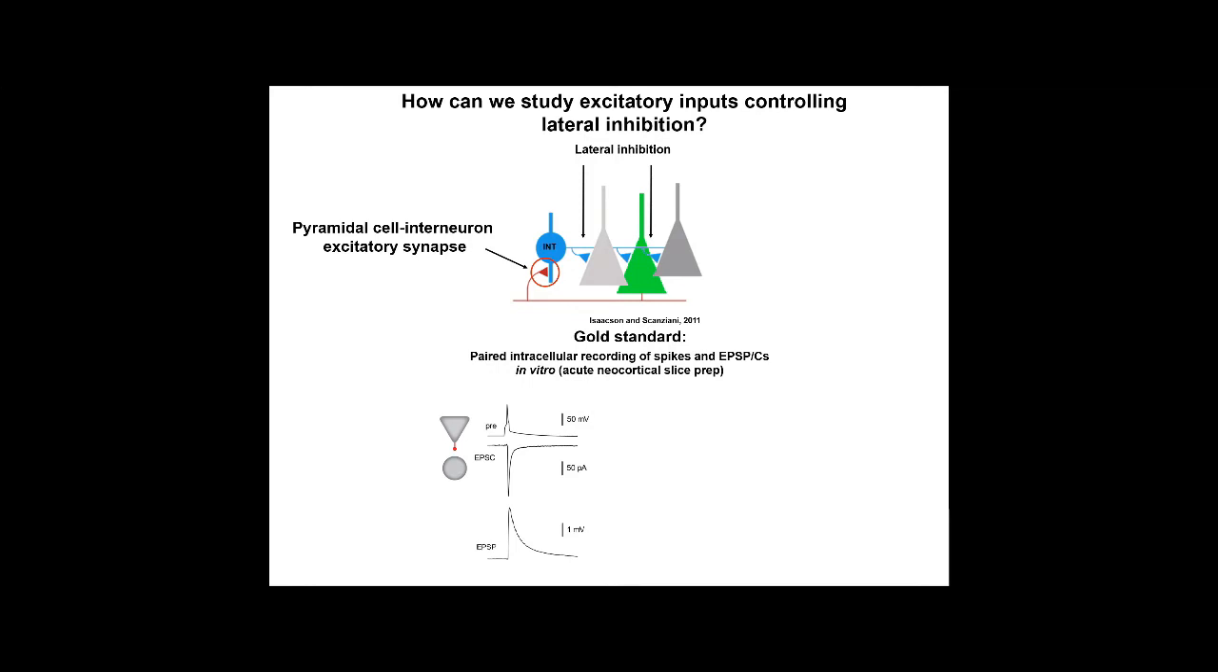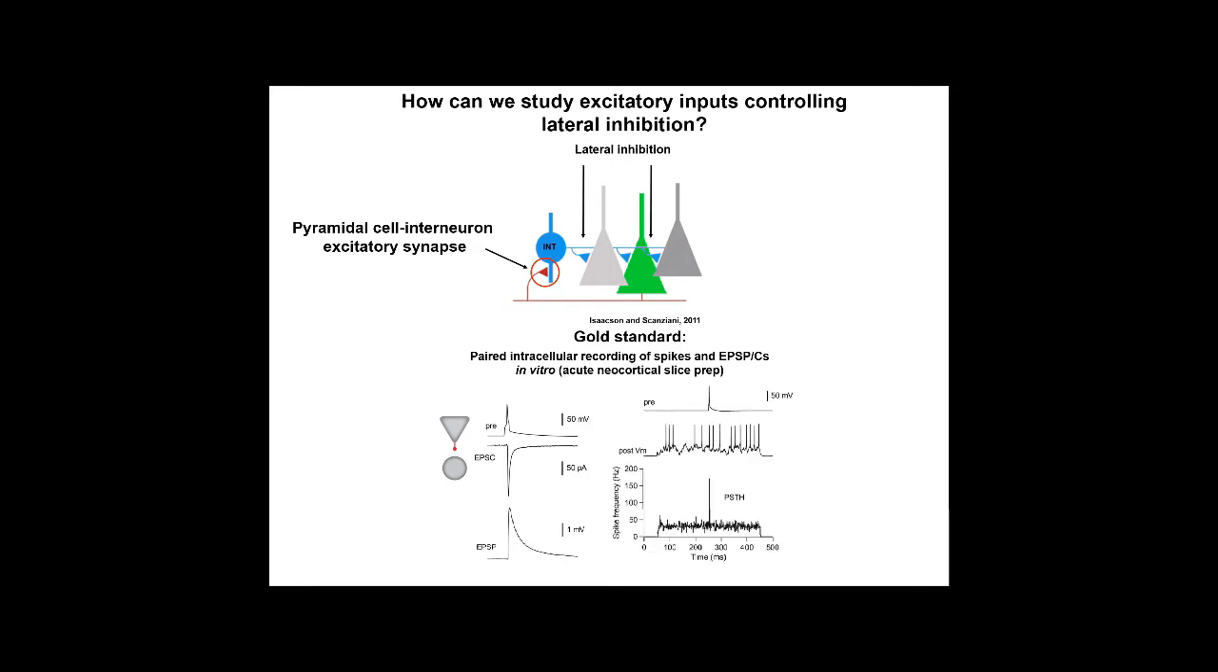Typically, people such as myself have used acute slice preparations to look at synapses between two cells, right? The standard for looking at the physiology of a synapse is to make a paired recording between the presynaptic and the postsynaptic cell, as you can see here. You could inject current through your recording electrode into the presynaptic cell to make it spike, and then you can observe the EPSC or EPSP in the postsynaptic cell and confirm that these two cells have a synapse between them and study its dynamics. This isn't really feasible in vivo for many, many pairs of cells.